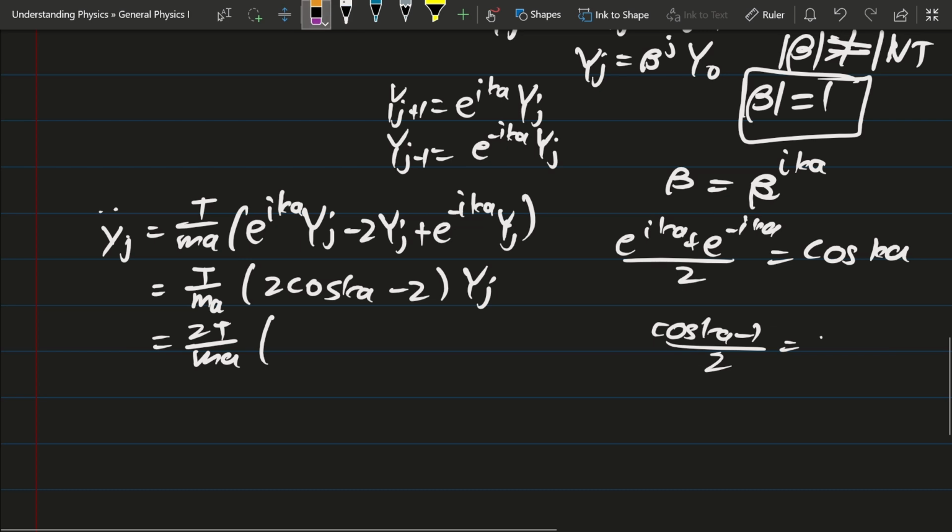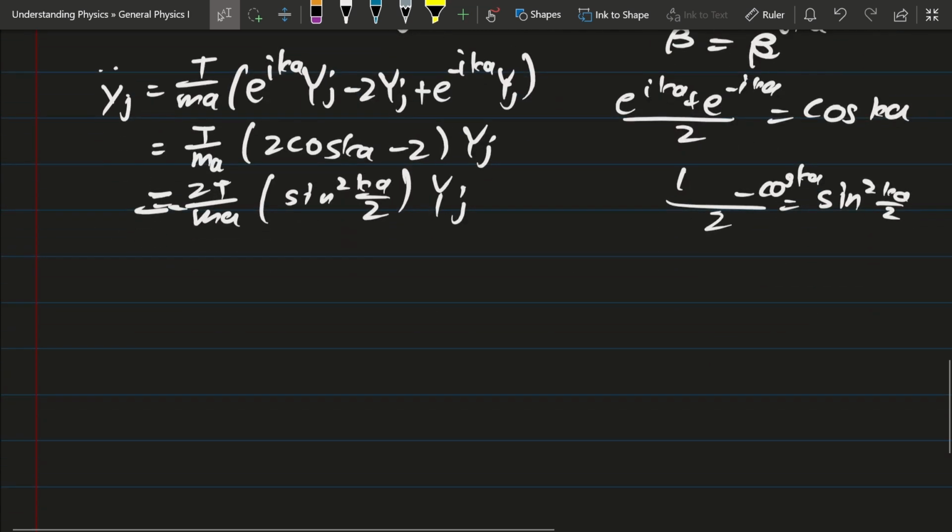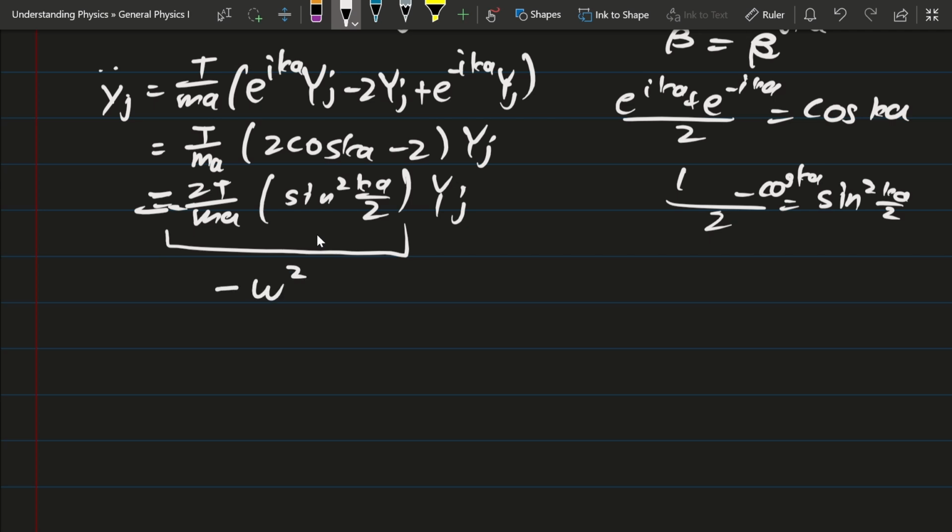If you actually do this, if this is 1 minus cosine ka, this is actually sine squared ka over 2. So you could write this as the negative sine squared ka over 2 yj. So here's something interesting. We do know for a fact that the solution here is negative omega squared. Basically, it doesn't depend on time. And this seems to be very familiar.